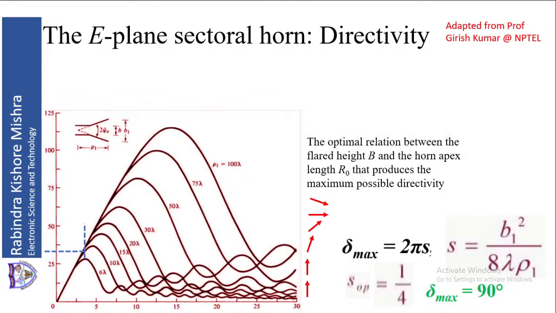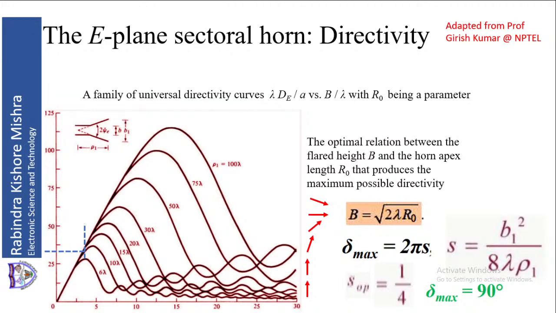So on the optimal relationship between the flared height B and the horn apex length R0, that produces the maximum possible directivity is B is equal to root over of 2 lambda into R0. 3 lambda is for A. So B is equal to root of 2 lambda into R0. If you take R0 common, then it will be 2 lambda by R0.